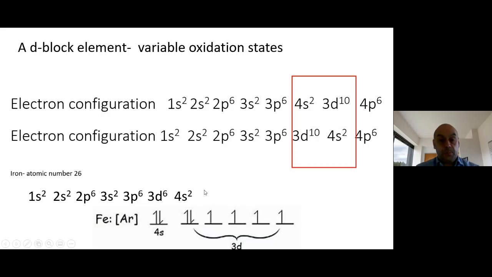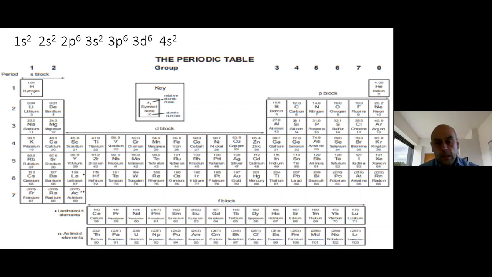Let's just check its position in the periodic table. So here we can see in the configuration that my highest energy level is 4s2. Okay, so there's my 4s2, and there's my 3d6, and we should check where it is in this 3d block. So that's 1, 2, 3, 4, 5, 6. It's exactly where it's expected to be.